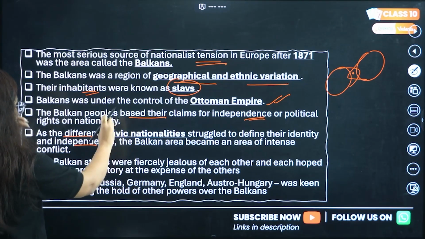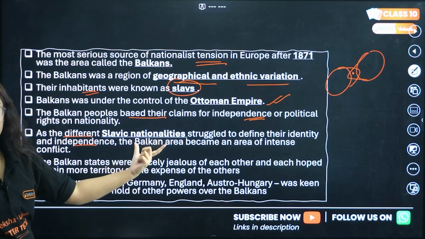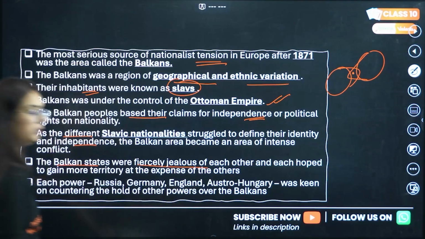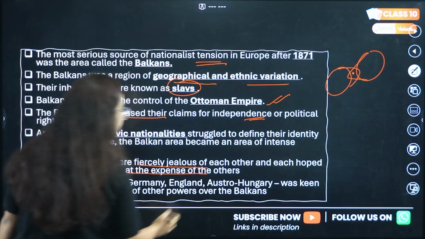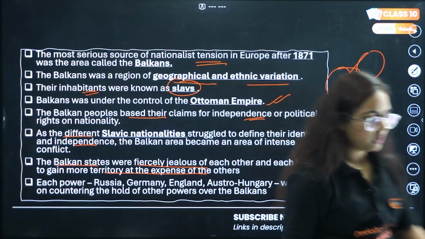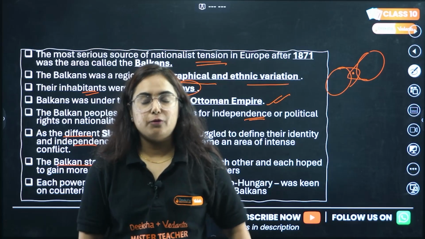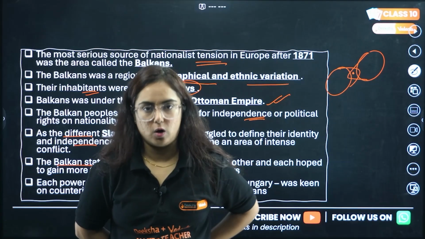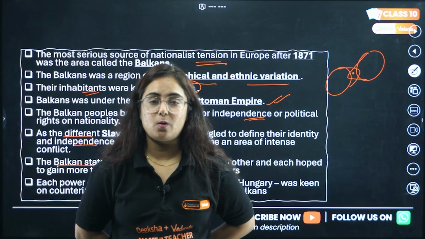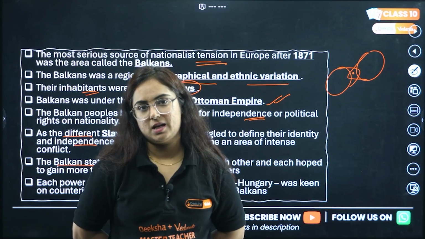See, I'll go back to the Slavic nationalists where they are struggling to find independence. This area became the area of conflict. The Balkan states were fiercely jealous of each other. They wanted the territories at the expense of others. So meanwhile, the big powers came into the picture, resulting in numerous wars, finally leading to the First World War, the war that the world will never forget. And this is how the First World War happened, because of this Balkan crisis.